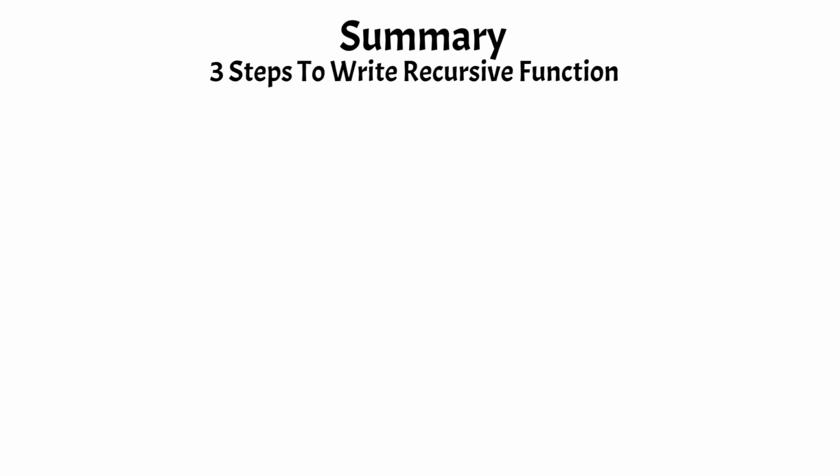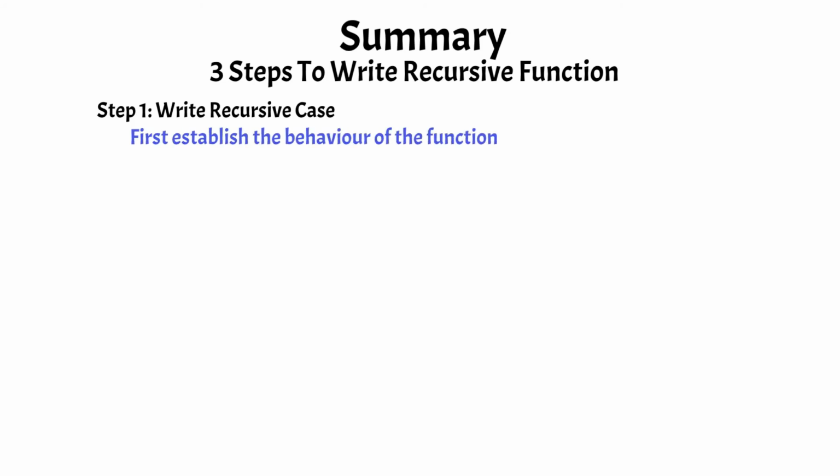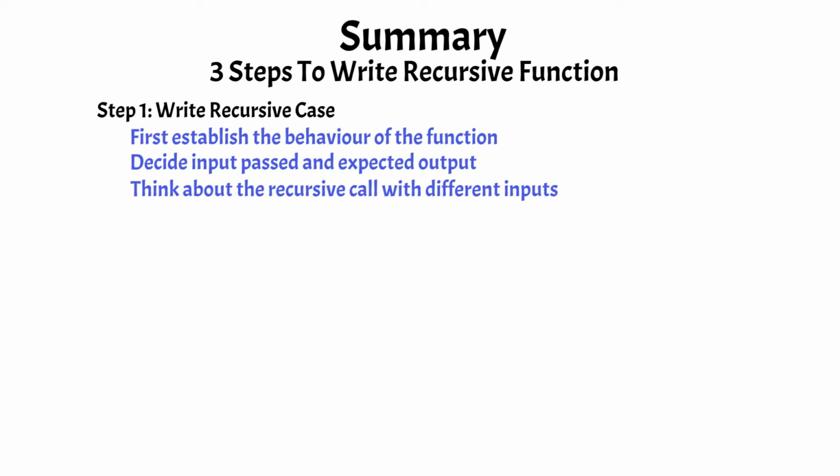In summary, let us have a look at all the three steps that we can use to write a recursive function. Number 1 is to write the recursive case. While writing this part of the recursive function, you must always establish the behavior of the function. Clearly decide the input that you will be passing, and what output the function should generate. Once that is established, think about the recursive call of the function with different inputs to get the desired result.